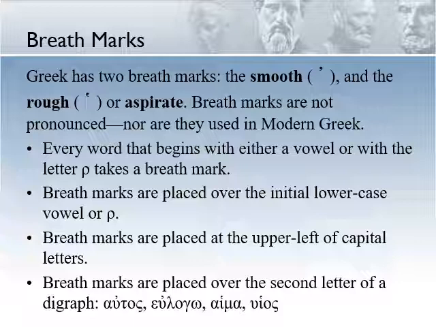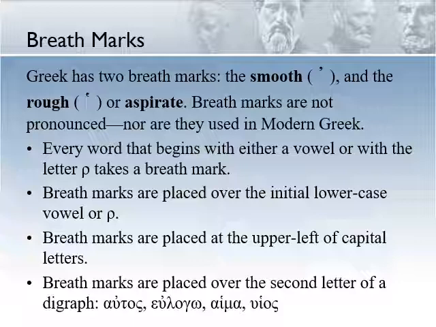Evlogo, with the digraph being represented by the breath mark over the second letter. Next word, emma: alpha, iota, mi, alpha. Emma is the Greek word for blood. And the digraph has its breath mark written over the second letter, that is the iota. Here it is a rough breath mark.